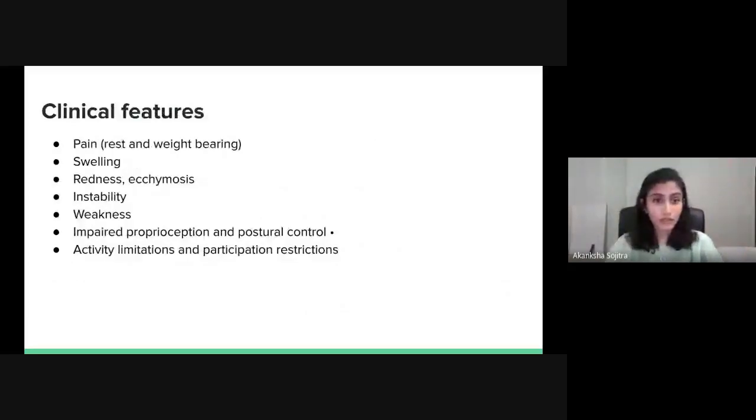Okay, now clinical features. What do you see when the patient presents? As I went over, you see pain at rest, at times at weight bearing, swelling, redness, ecchymosis, instability, weakness, and impaired proprioception and postural control. That's why you see weaker muscles up the chain in your lumbar spine and your hips, and activity limitations and participation restrictions. They might have activity restrictions just with walking, baby steps, or with higher activities.